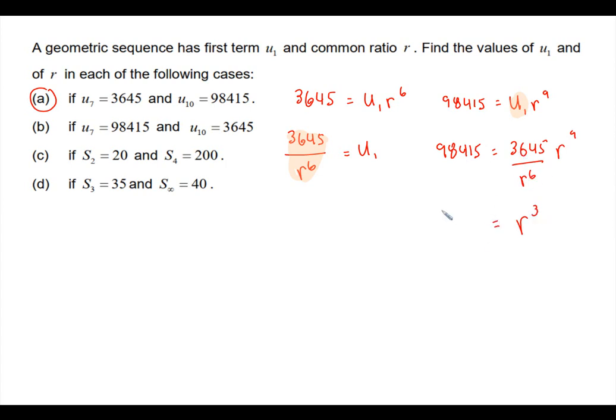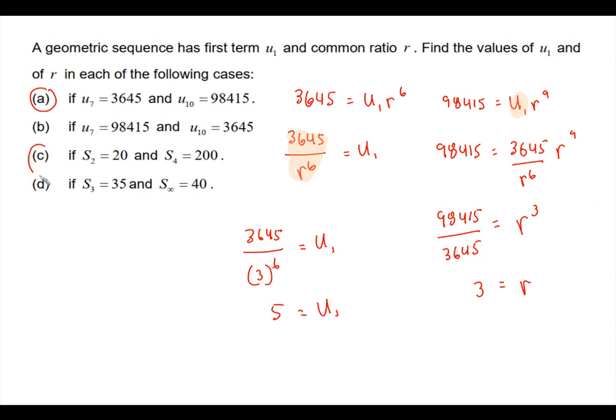If you divide by 3645 on both sides, you would get 98,415 divided by 3645. Then we cube root both sides, put that in the calculator, and our r is going to turn out to be 3. Okay? So now that we know what r is, you can just plug it in here to solve for the first term. So we have 3645 divided by 3 to the 6th power. That would be the first term. So we just put that in the calculator, and your first term is going to turn out to be 5.